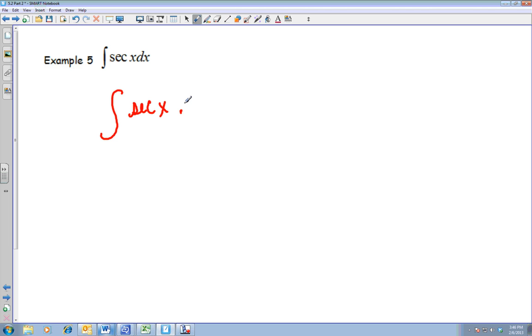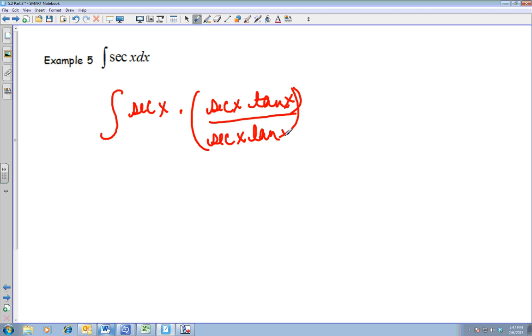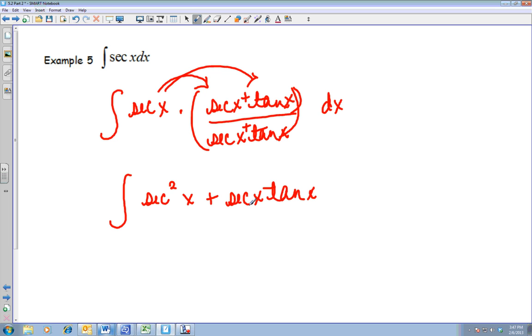Okay, I'm going to multiply this by, let me write it down and I'll say why. Secant x plus tangent x over secant x plus tangent x. Isn't this just a form of 1? It's just 1. So I'm multiplying secant x by this form of 1. Now, here's why we're going to do that. I'm just multiplying. Secant x times secant x is secant squared x, and I'm sorry, that should be a plus sign in between there, secant x plus tangent x. So I'm going to distribute my secant x. So that's plus secant x tangent x, all over secant x plus tangent x, dx.